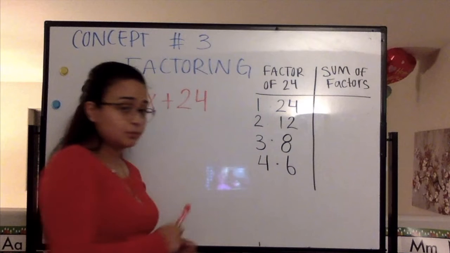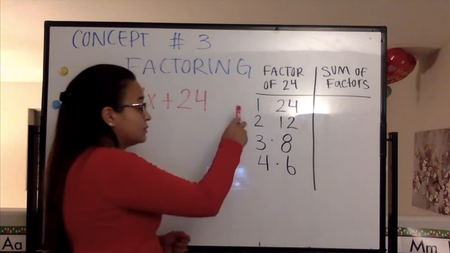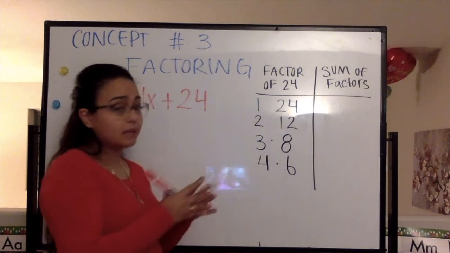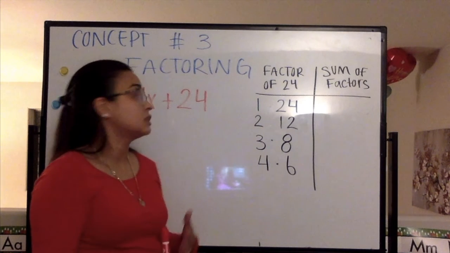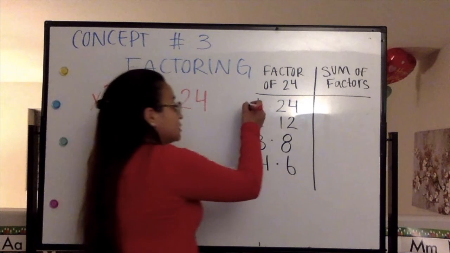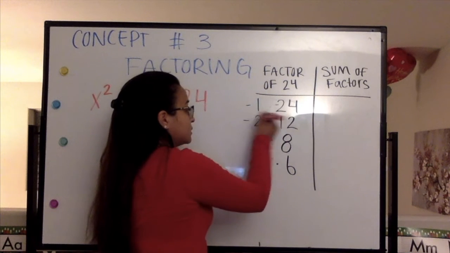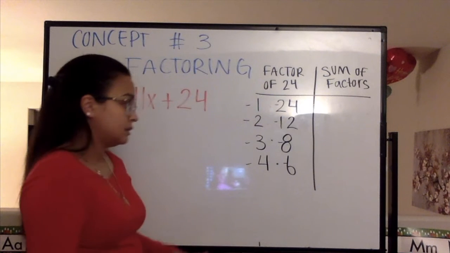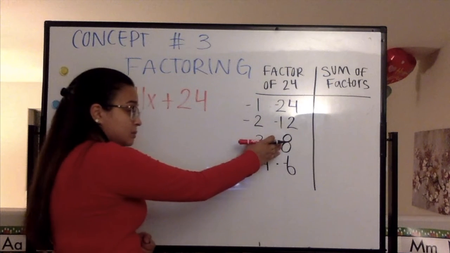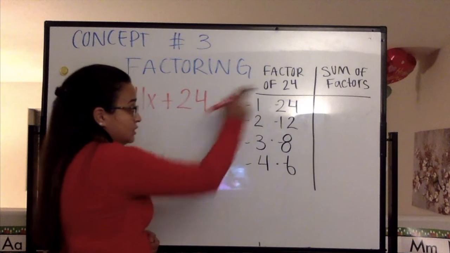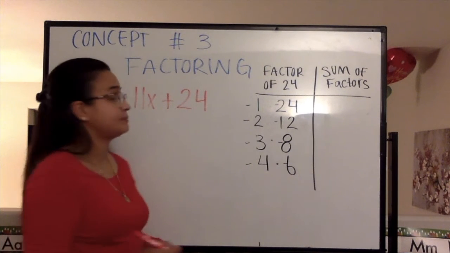Now, like I mentioned before, we have to figure out which two of these numbers combined equal negative 11. Okay, so we know that all these numbers are negatives, because even when they're multiplied, negative and negative, our answer is a positive 24.